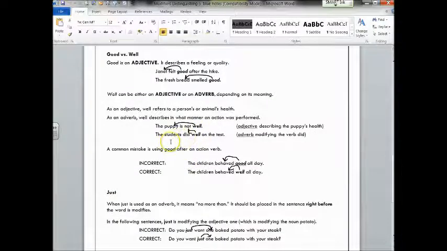This is the most common mistake people make, using good after an action verb. The children behaved good all day is incorrect. Behaved is a verb. We're describing their behavior, so we need the adverb form, which would be well. The children behaved well all day.